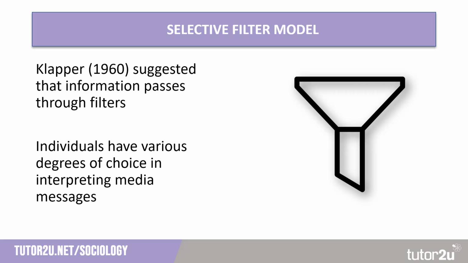The selective filter model is a model that suggests that the audience is able to display agency in their choice, interpretation, and retention of media. It describes the audience as being active in this process and that they are in control of how they use the media. Clapper suggested that in order for the media to have an impact on the audience, it must pass through several different filters, each of which is controlled by an individual choice in how they interpret the messages that are being transmitted.